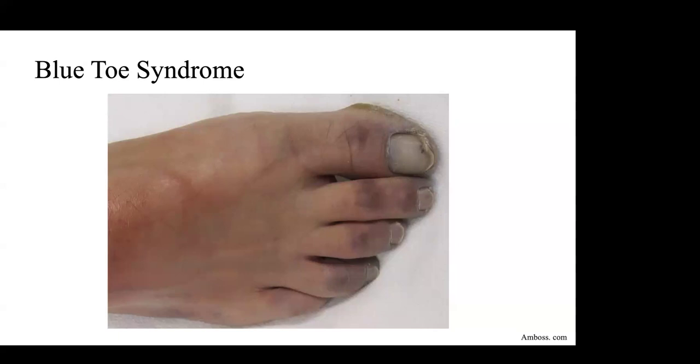So usually these conditions can be extremely painful unless the patient has coexisting neuropathy or any sort of sensory defect. And the clinical course will vary in these patients. Sometimes it is associated with complete resolution, and other times it can progress very rapidly so as to develop gangrene and need for amputation.